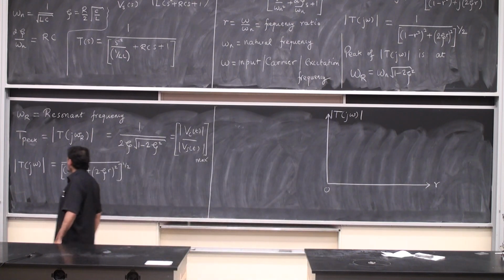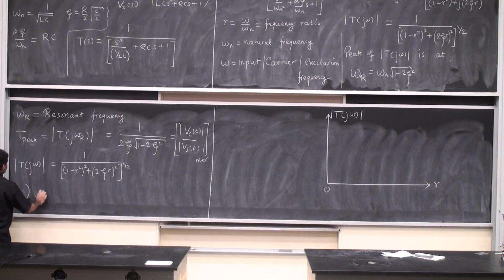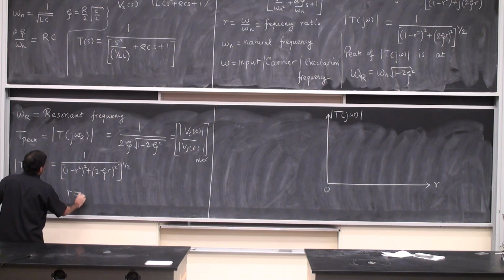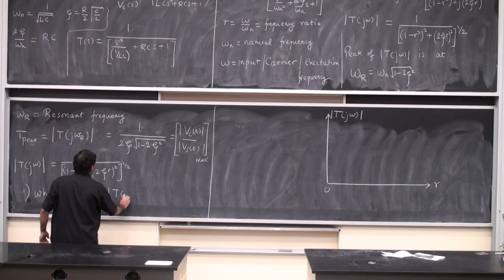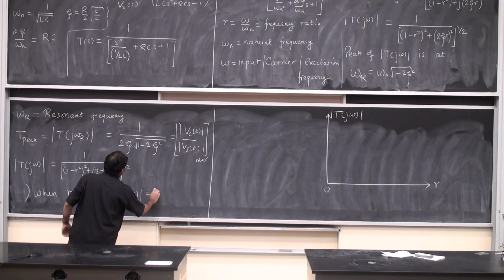So first, when R is equal to 0, what happens? You see, when R is equal to 0, focus on this guy. This is the thing that you're plotting. 2 zeta R becomes 0, 0 squared. 1 minus 0 is 1. So my magnitude becomes equal to 1. I start at 1. Okay? Magnitude of T of j omega is equal to 1.